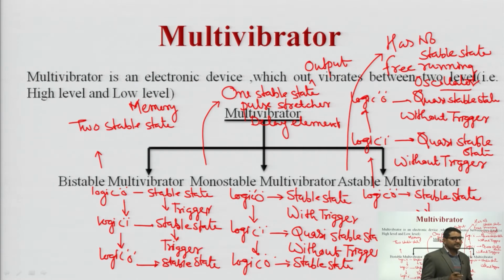So we have discussed the three types of multivibrator circuit. One is the bistable, which has two stable states. The second is the monostable, which has one stable state. The third is the astable, which has no stable state. It can work without input. It is also defined as a free-running oscillator or a square wave generator.